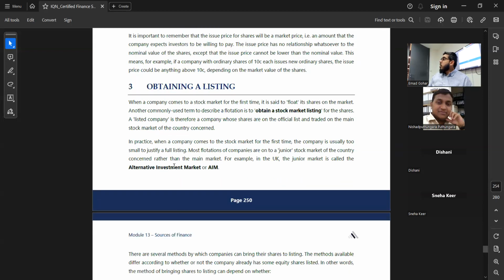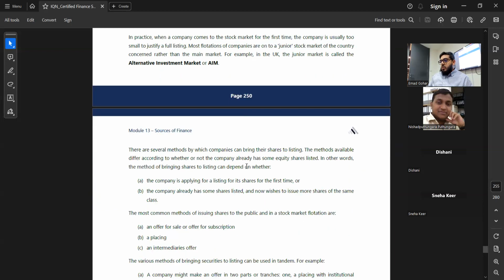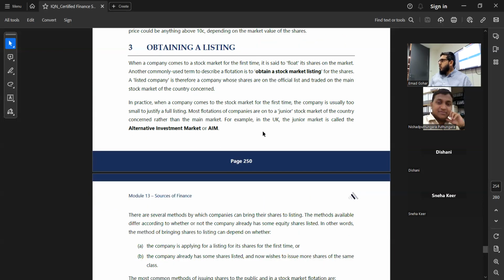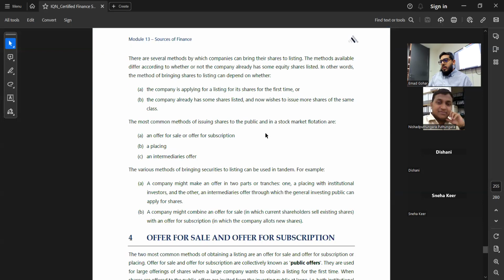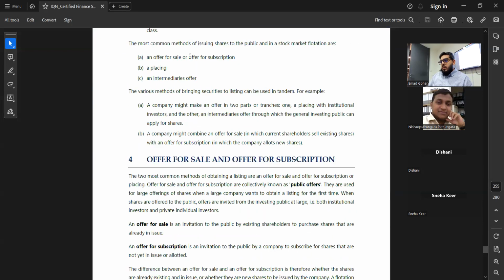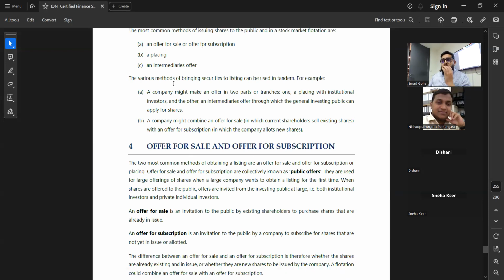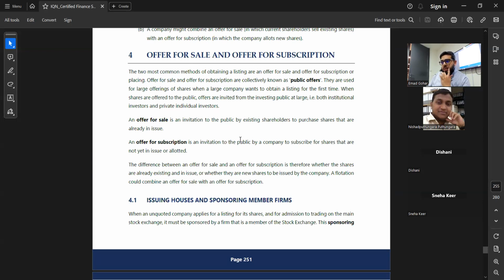Then we discussed how to obtain a listing. We also discussed something called the Alternative Investment Market when you are a small company. You can go on this exchange in the UK, right? Why are they giving the example of UK? Because this course is a little bit UK focused, right? That's why. Then we discussed common methods of issuing shares. Remember, offer for sale or offer for subscription, placing, and intermediary offer. Then one by one, we discussed in detail offer for sale and offer for subscription, right?